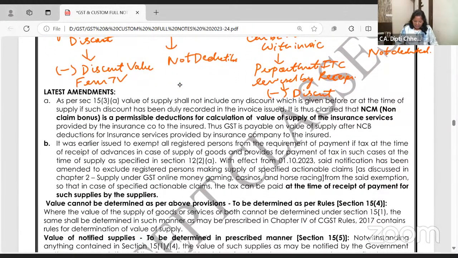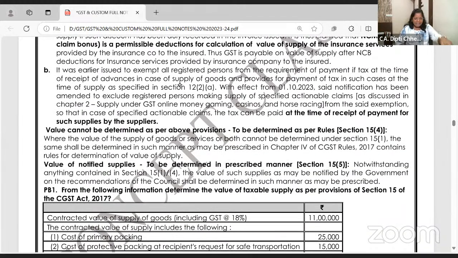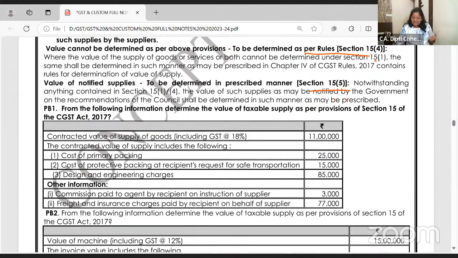These 2 are amendments for the value of the supply. वो बाद में करेंगे. And 15.4 and 15.5 are just for your knowledge. Detail is there in final. What is 15.4? When value cannot be determined as above added less, then you have to use rules. And if nothing is given, then government has its own way of determining the value. 15.4 and 15.5 problems are super easy.